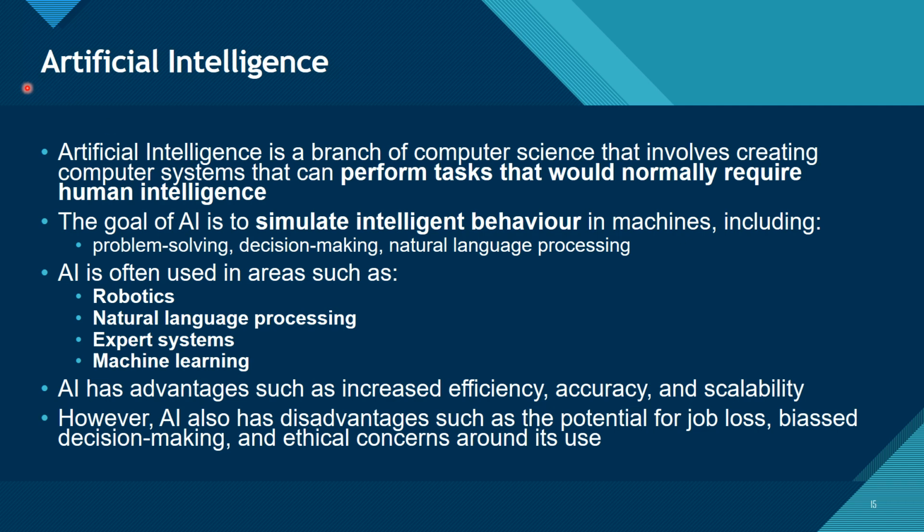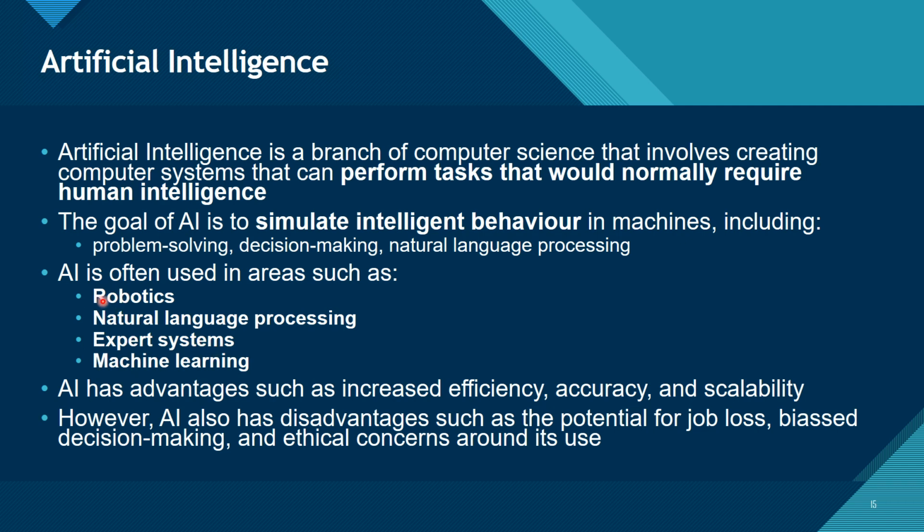The last topic of this chapter is artificial intelligence. Artificial intelligence is basically the branch of computer science that involves creating computer systems that can perform tasks that would normally require human intelligence. The goal of AI is to simulate intelligent behavior in machines, including problem solving and decision making. NLP means natural language processing. AI is often used in areas such as robots, NLP, expert systems, and machine learning.